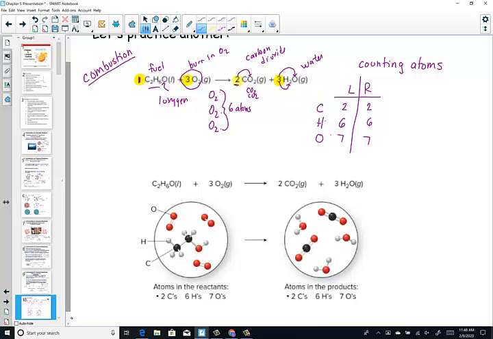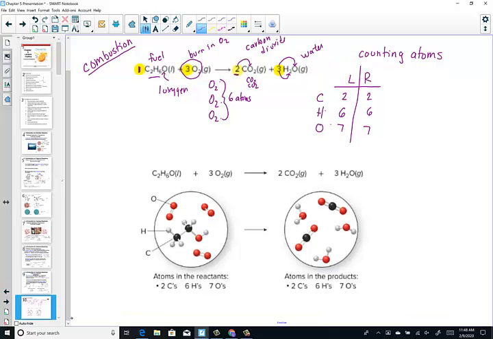Can you visualize that? Visualize what these coefficients mean. We saw a coefficient of 1 in front of our molecule. Notice that's our fuel, our hydrocarbon that we are combusting. It contains 2 carbons, 6 hydrogens, and an oxygen. And to ignite it, we had 1, 2, 3 molecules of oxygen. For every 1 molecule of the fuel, 3 molecules of oxygen were required.